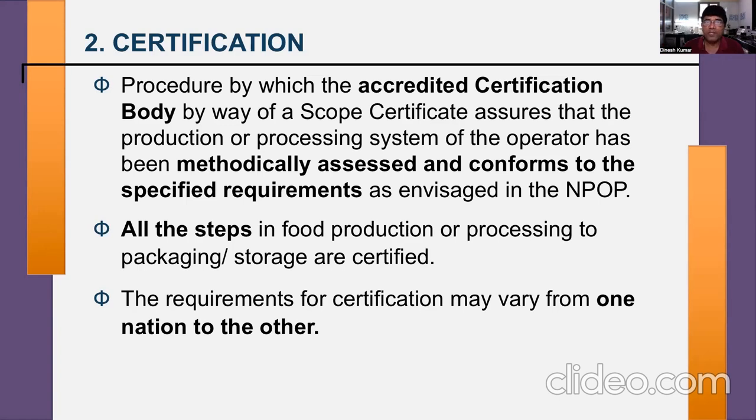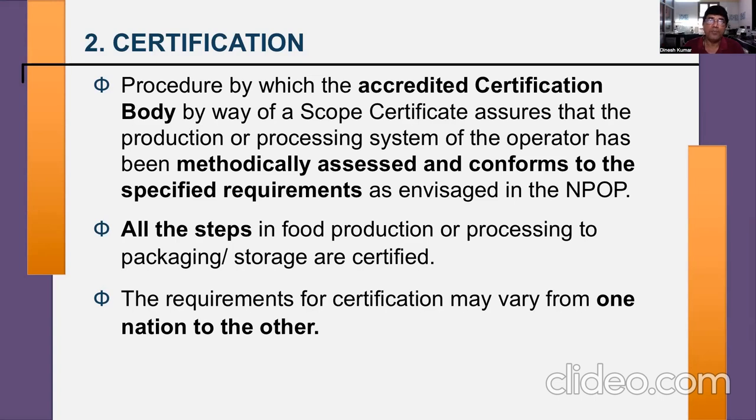So it is the procedure by which the accredited certification body, by way of a scope certificate, assures that the production or processing system of the operator has been methodically assessed and conforms to the specified requirements. All the steps in food production, processing, packaging and storage are certified. So this is important, that all the steps, not just production, even transport, even your packaging and then storage, at all the stages of product development and production are certified.